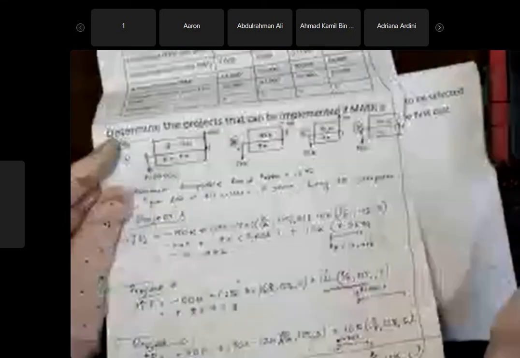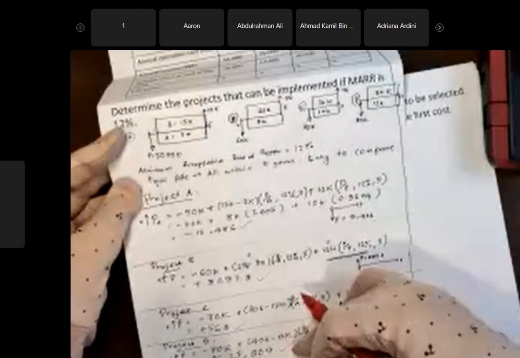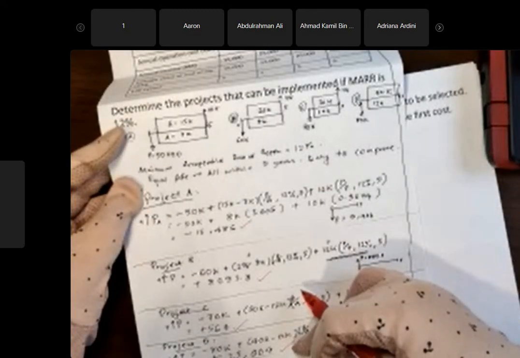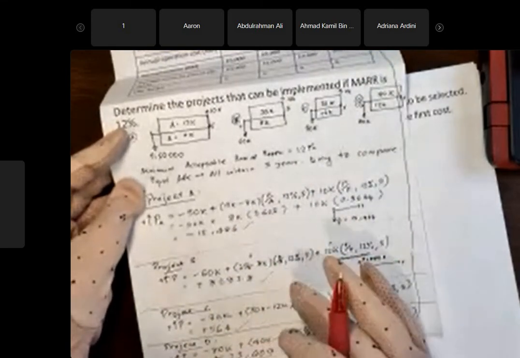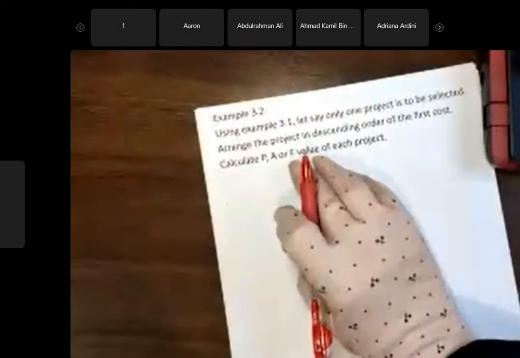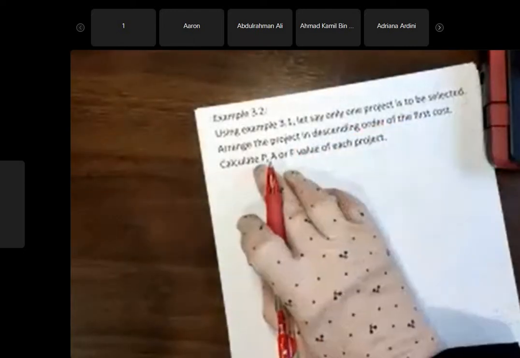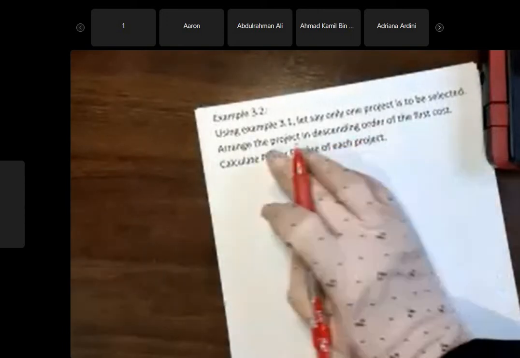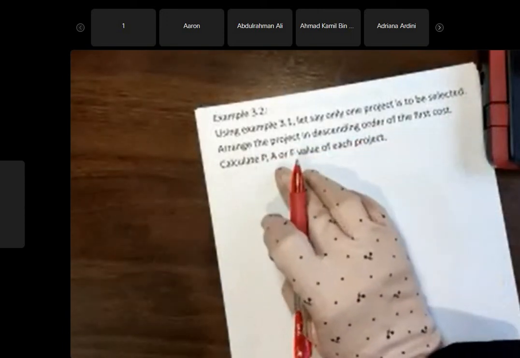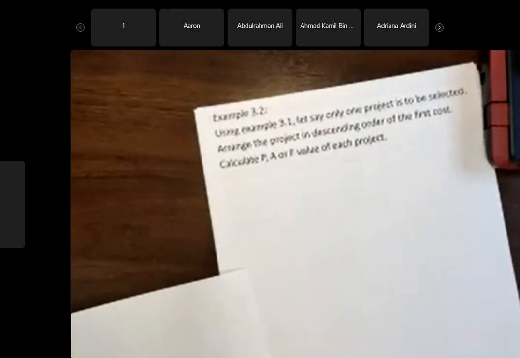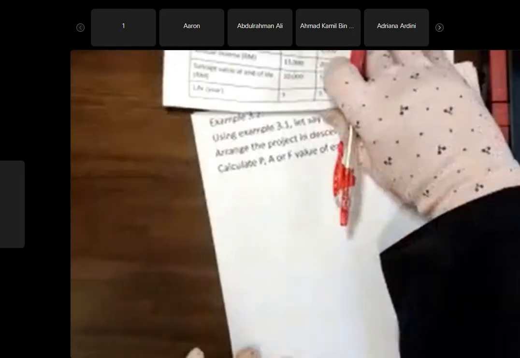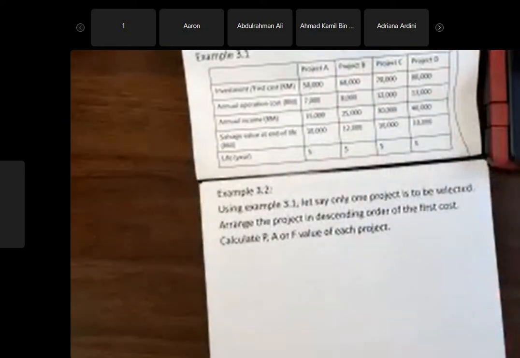Actually for this you just choose this one, but if the question says you can choose 3 or 2, then you have the choice. Easy. But here, only one project is to be selected. Arrange the projects in descending order of first cost. The step is to calculate P, or A or F, whichever; you can choose P. Look at the question. Now we want to do the incremental.